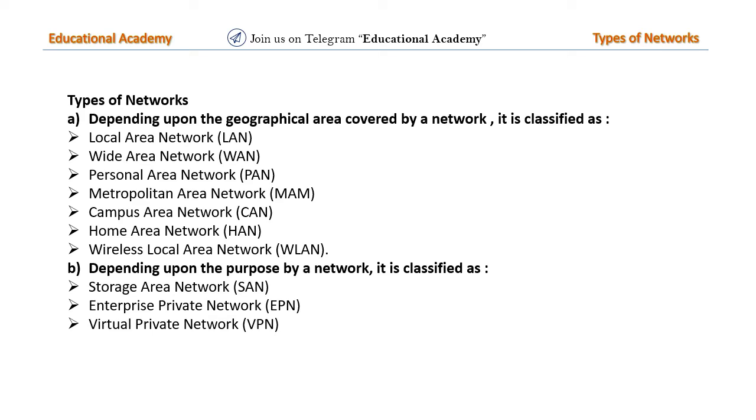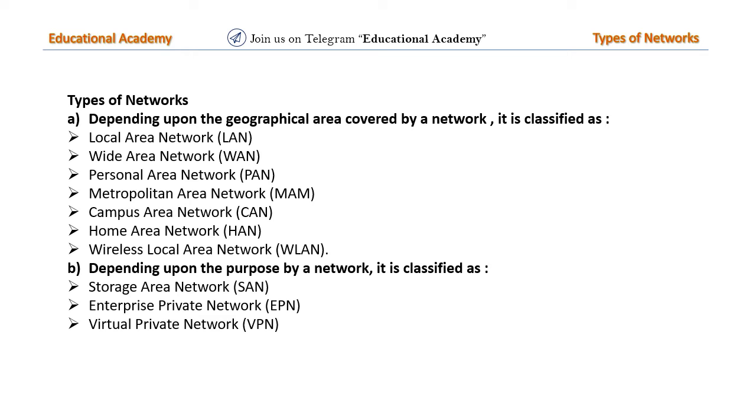First is the local area network, second is wide area network, third is personal area network, fourth is metropolitan area network, fifth is campus area network, sixth is home area network, and seventh is wireless local area network. Second, depending upon the purpose of a network, we have the storage area network, enterprise private network, and virtual private network.